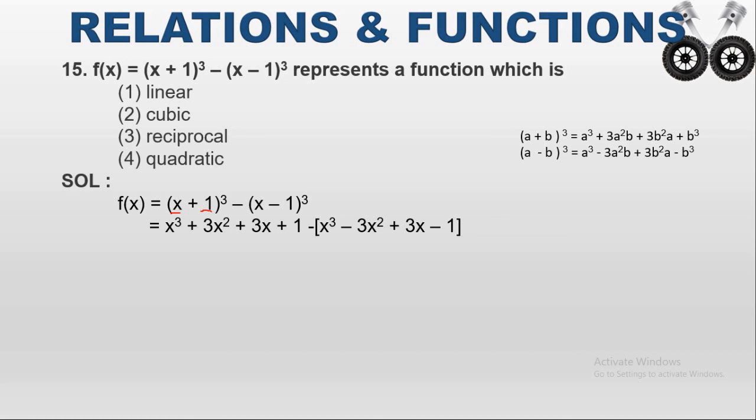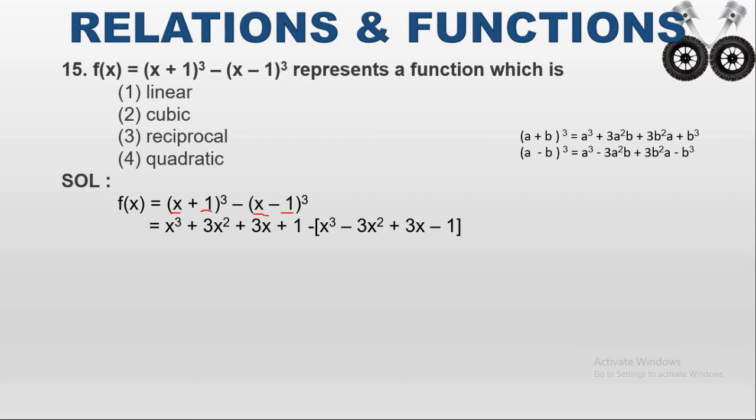Then instead of (x minus 1) whole cube, we can use the (a minus b) whole cube formula. What is the formula? a cube minus 3a square b plus 3b square a minus b cube. What is the value here? A is x and b is 1. So now we can substitute: x cube minus 3x square plus 3x minus 1.